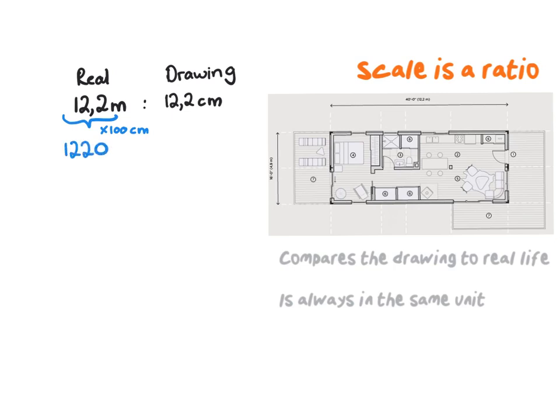So that's 1,220 centimeters compared to 12.2 centimeters. So how will I simplify this into a ratio of 1 to something? Well, remember that you can use your calculator and use the fraction button to do this. So if you say 12.2 over 1,220, you will see that it simplifies to 1 over 100.